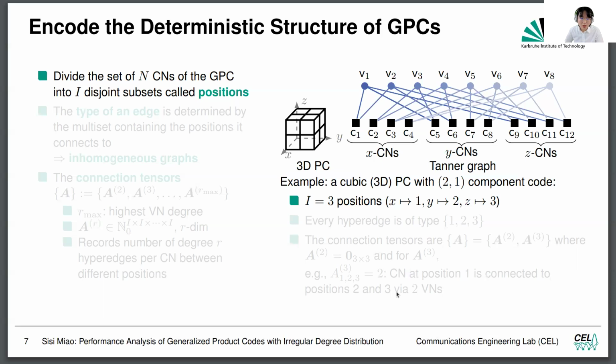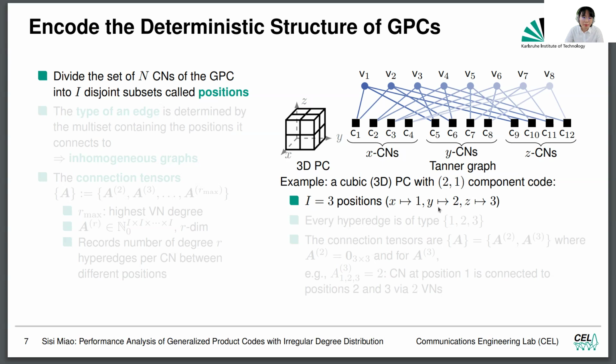Okay, now we want to encode the deterministic structure of the GPC before we can model the erasure patterns. Why is that? Because we realize that generalized product codes have a very regular structure, compared to LDPC codes, where each particular bit can have arbitrary connections. So every bit is essentially different. But in a generalized product code, for example the product code that we saw earlier, every row and every column connection is very similar. And we can do this by grouping those similar rows and columns, the check nodes, into different positions. Then we can later model the erasure pattern in a pretty simple way.